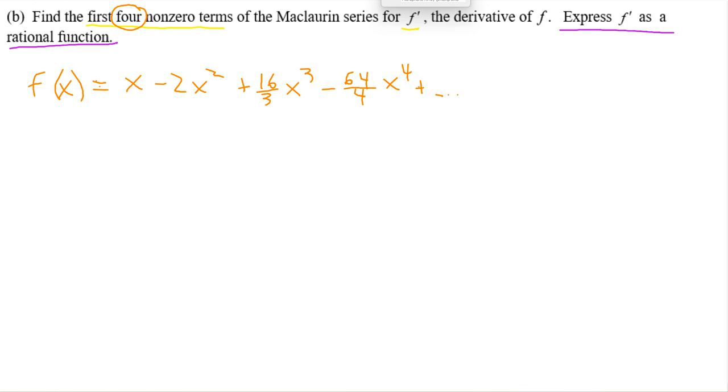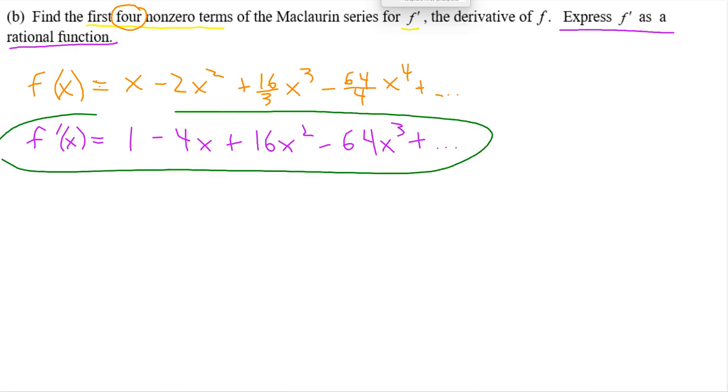All right, so now let's find our derivative. The derivative of x would be 1 minus 4x plus 16x squared. This is why I left it like this, because when you bring down the 4's cancel out. Minus 64x cubed. Okay, so that's the first thing it asks for. And then notice it asks as a rational function. Well, that's rational, just another word for a fractional function.